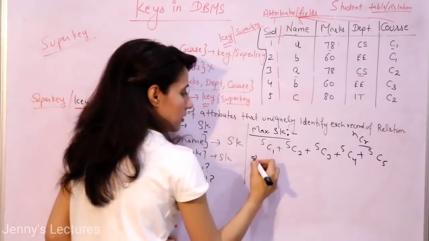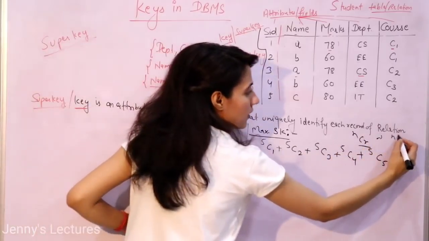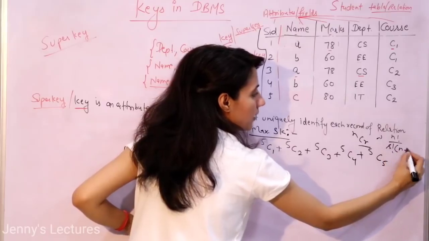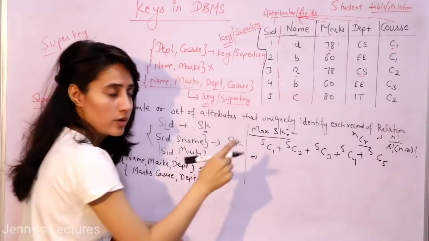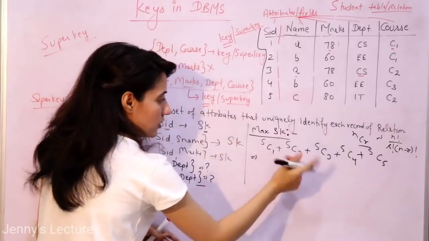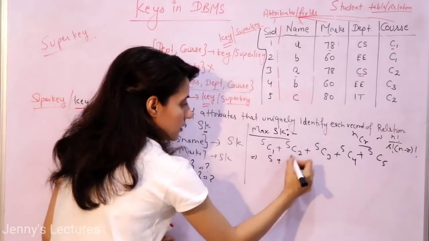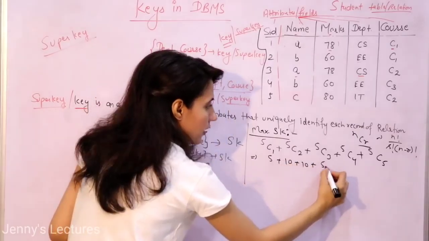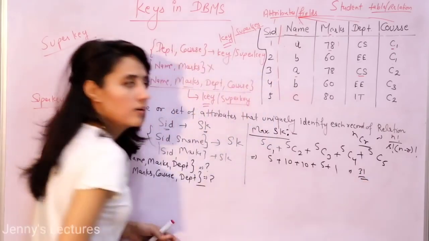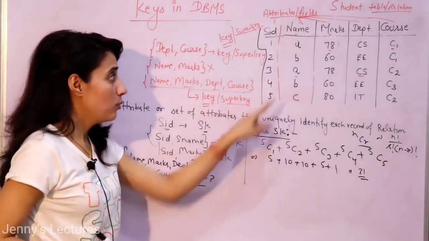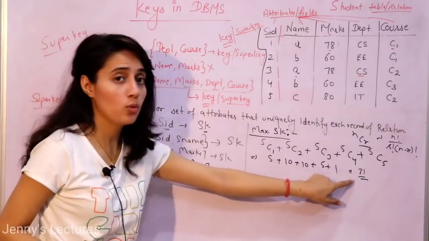So now calculate this one. What is this formula? n factorial upon r factorial times n minus r factorial, right? I hope you can calculate this one. I am just writing down the values. 5C1 would be 5, plus this would be 10, plus this would be 10, plus 5, plus 5C5 would be 1. So total it is 31. So the maximum number of super keys possible here is 31.